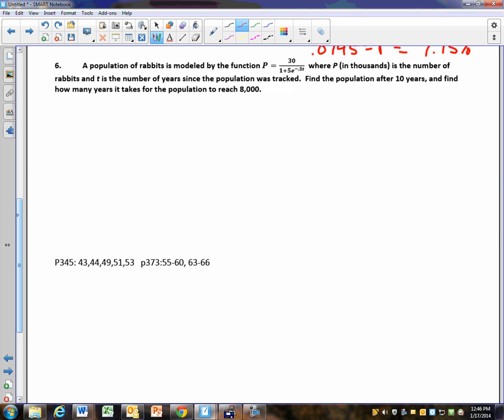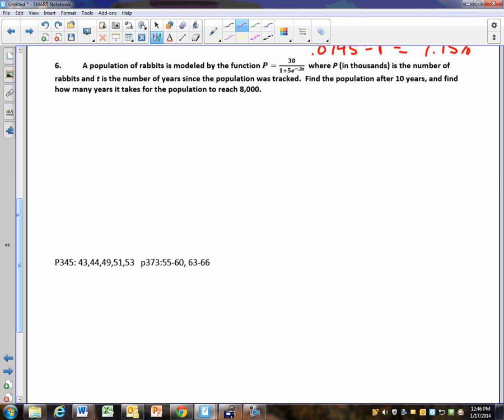What's negative 0.3 times 0? E to the 0, 1. 5 times 1, 5 plus 1, 6. 30 divided by 6, 5. So was 5 the original population of the rabbits?